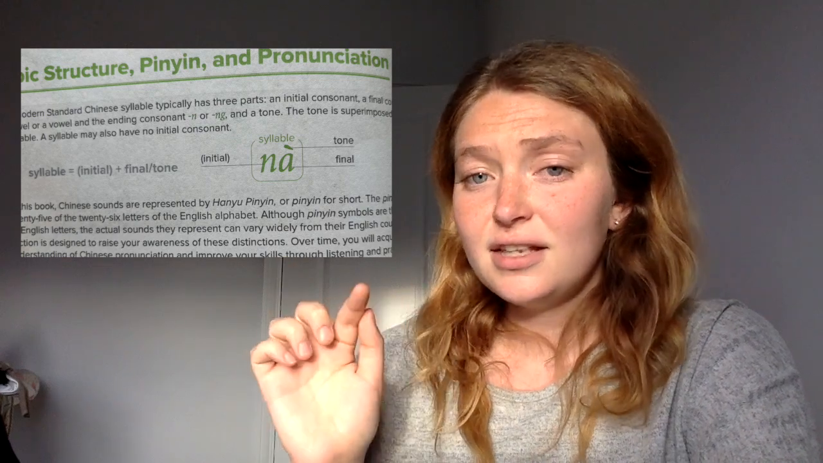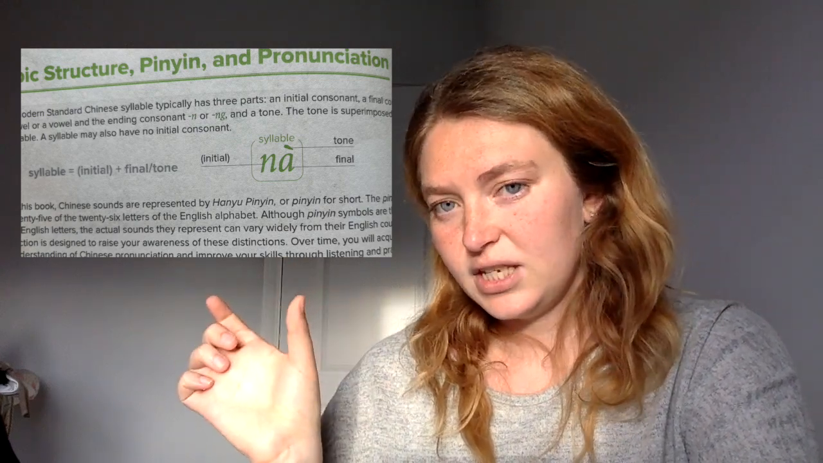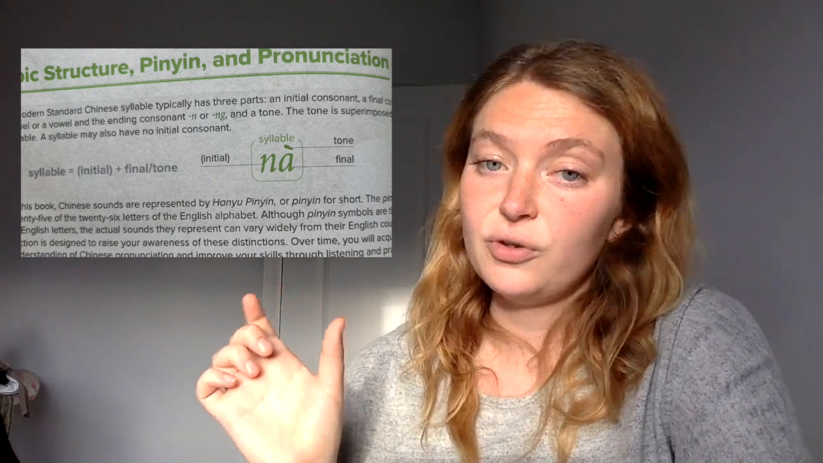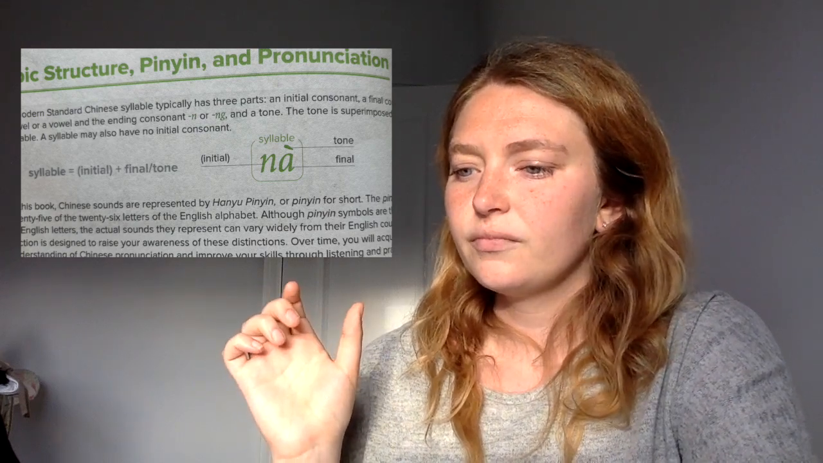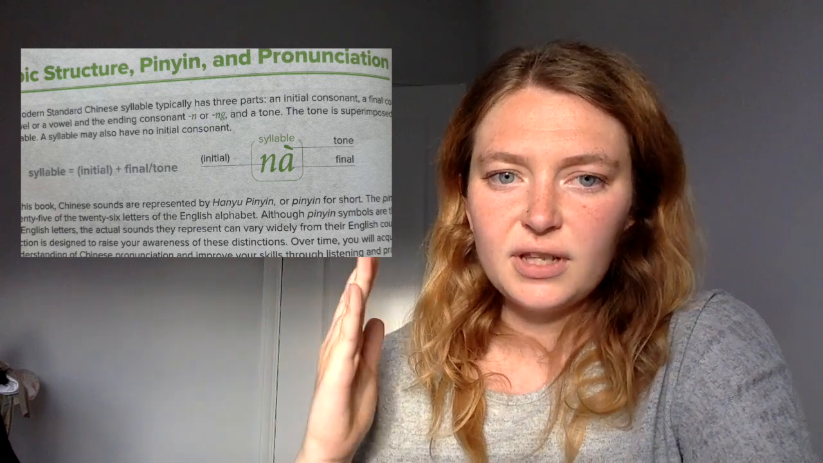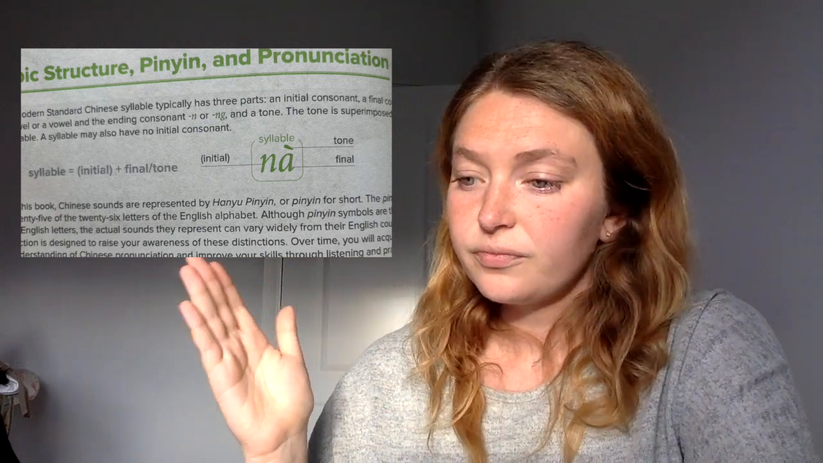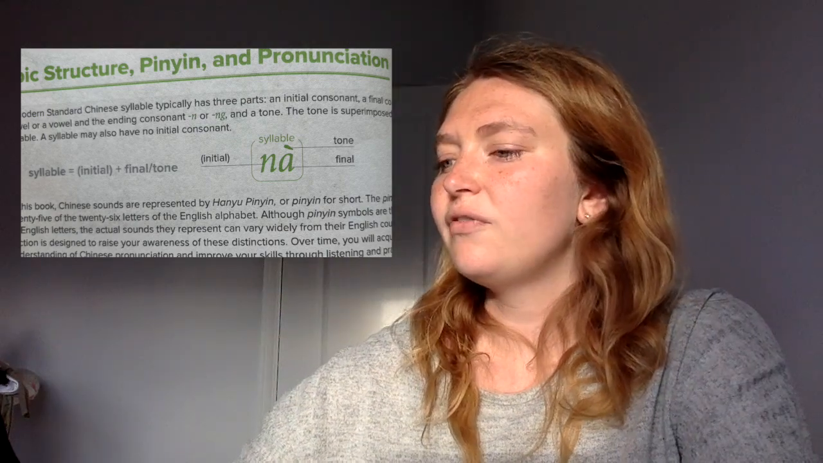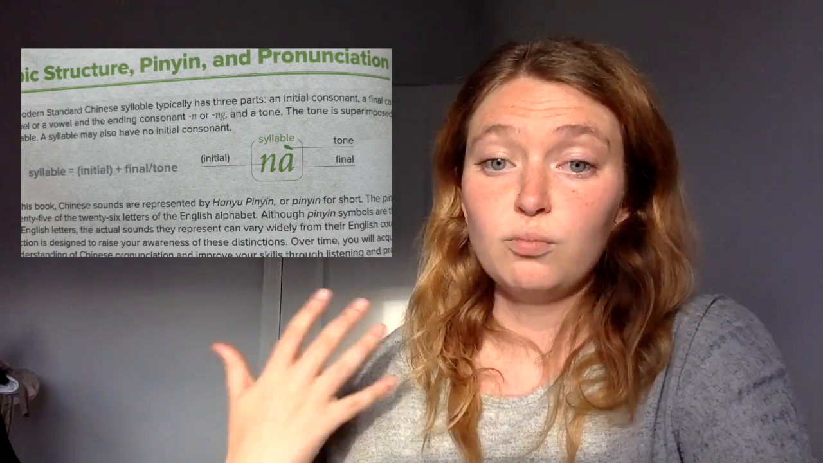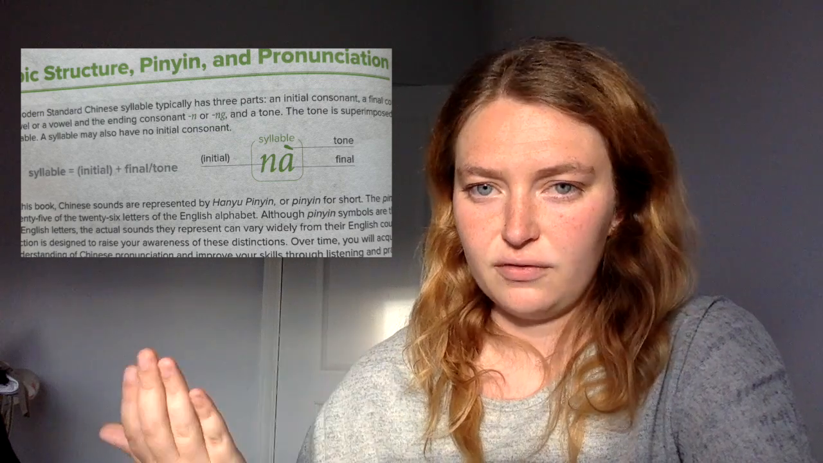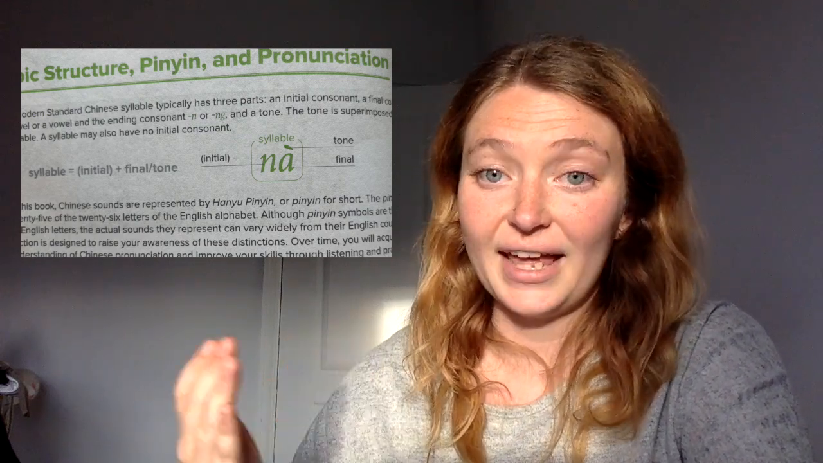So the next bit, syllabic structure, pinyin, and pronunciation. The most important thing to know, and I'll stick a picture up here of where it says syllable equals initial, which is in parentheses. That means it's optional. Some syllables don't have an initial sound, and when they say initial, they mean consonants. Syllables, just like in English, typically have a consonant and then a vowel sound. And you can have a simple vowel sound or a compound final sound, which is where there's either more than one vowel, or there's a vowel with consonants like ing.